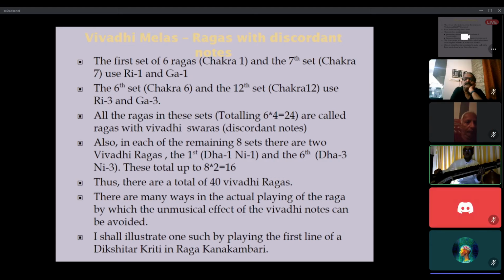We are using the first Ri and the first Ga, which means you're using part of the chromatic scale. If you did all the chromatic notes together, it would certainly sound unmusical. But even if you did part of it together, it sounds a little unmusical. And the very first raga is this. It's called Kanakambari or Kanakangi.